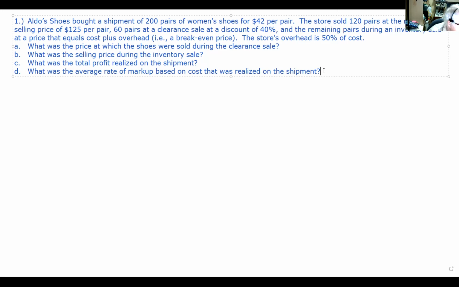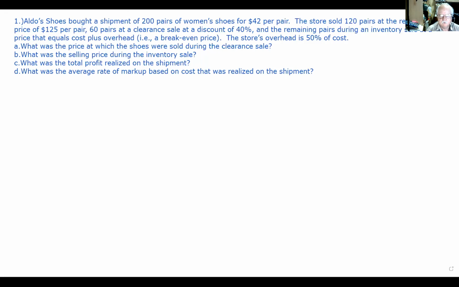So let's see what we can do with this information. To start with, they've told us there were 200 pairs. And they were $42 a pair. So we're going to need to know the total amount they paid. So we need a calculator. If you're coming up with an answer faster than me, put it in the chat box.